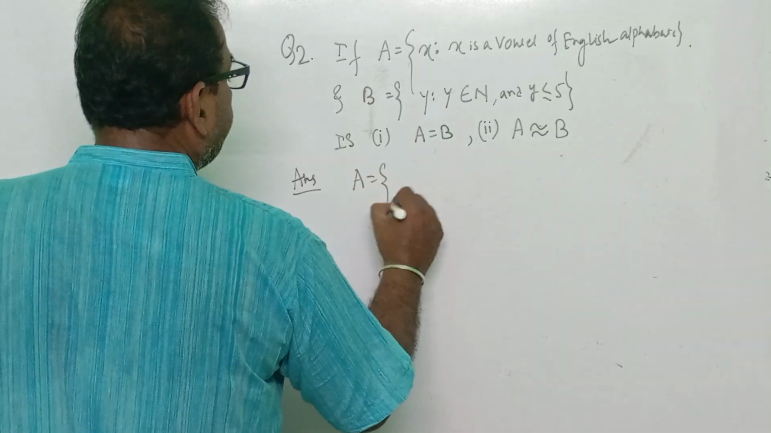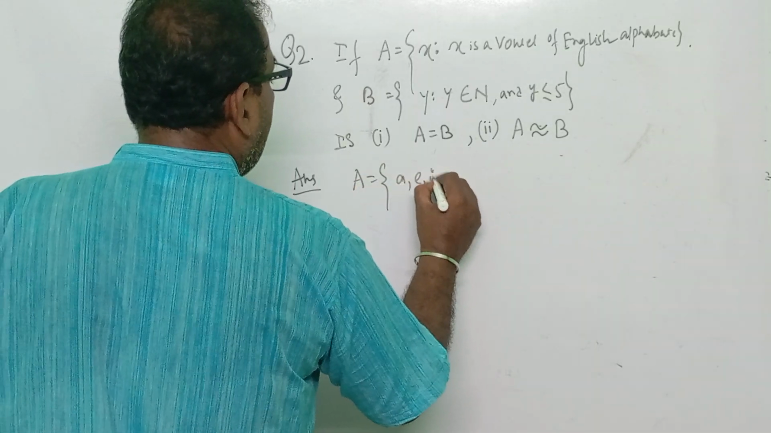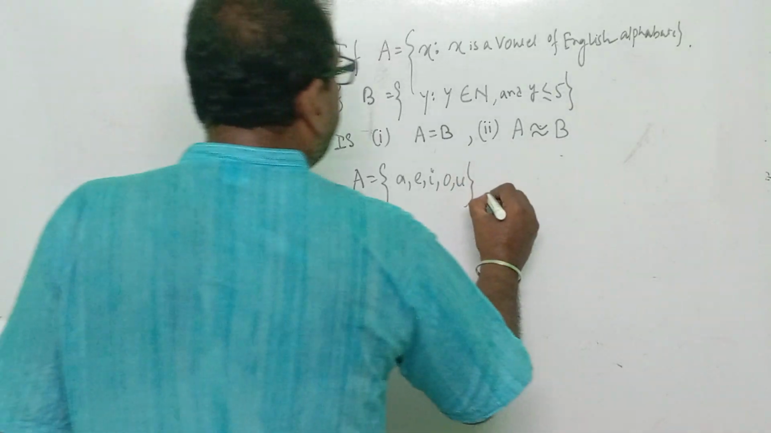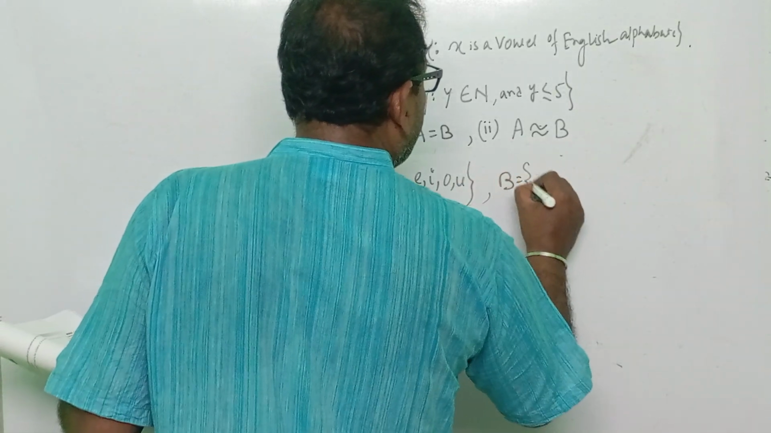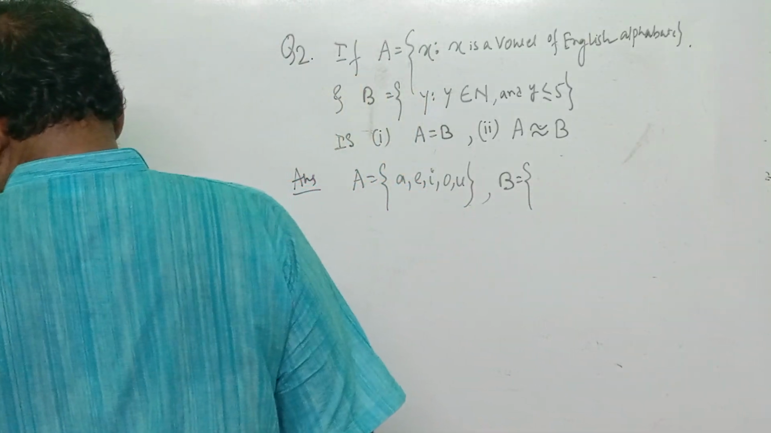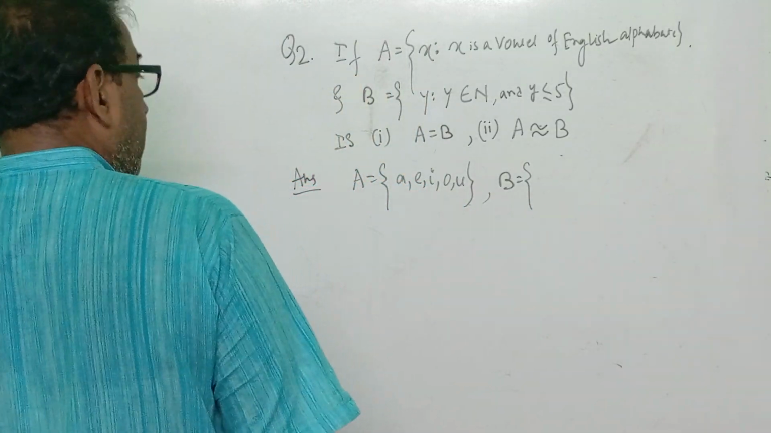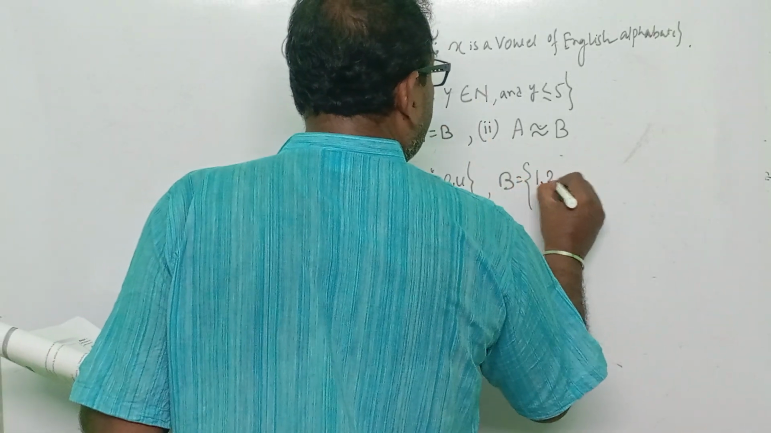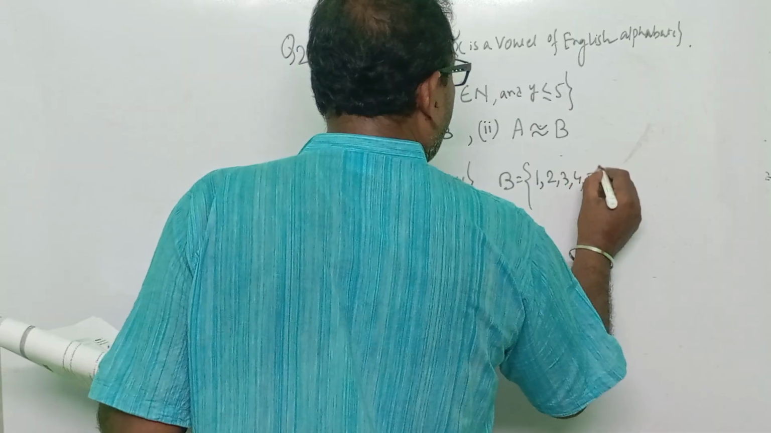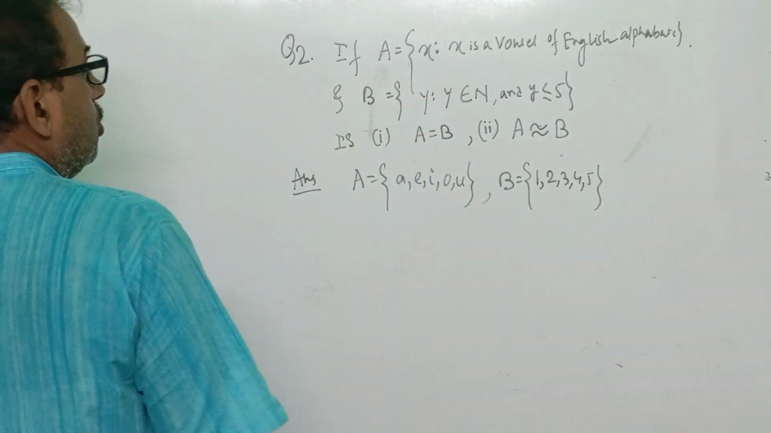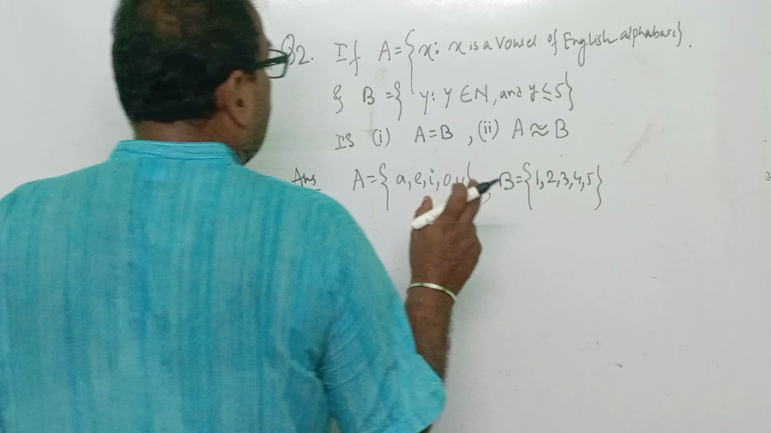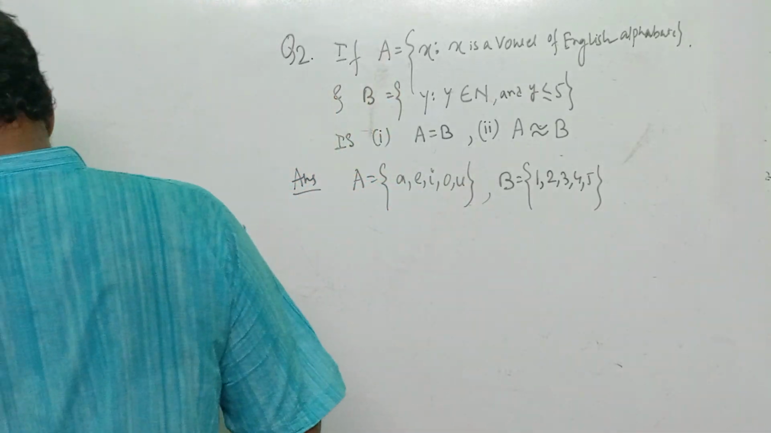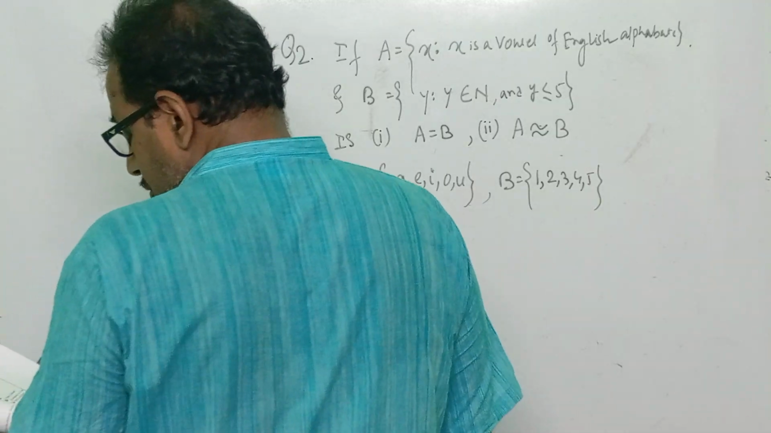Set A is a, e, i, o, u, and set B is the set of all natural numbers. Very importantly, see that it is the set of all natural numbers, so start with 1, 2, 3, 4, 5. Now see that both have 5 elements, but they do not have any common element.